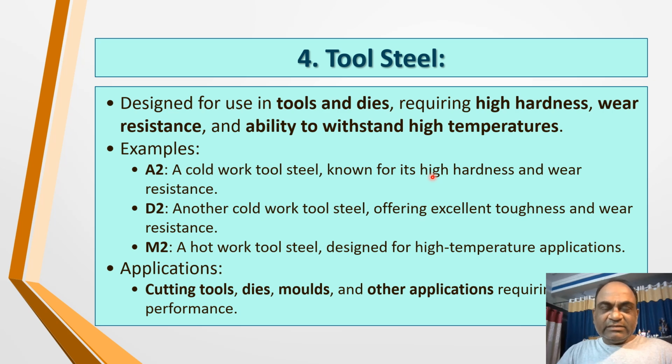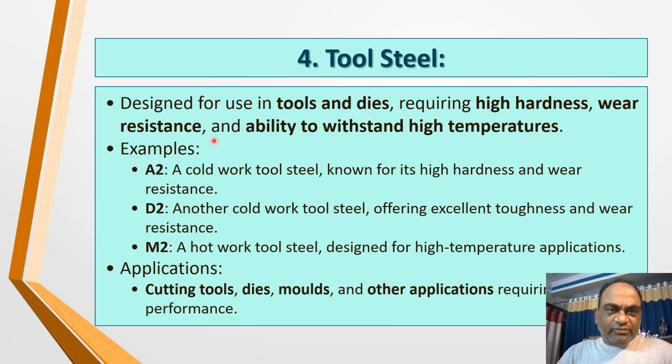Tool steel is another type of steel. Tool steel is basically designed for use in tools and dies requiring high hardness, wear resistance, and the ability to withstand high temperatures. This is talking about the temperature in tools and dies because of abrasion, because of friction between the tool or the die and the surface it is eroding or machining.